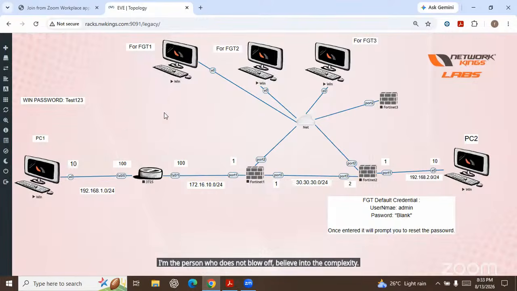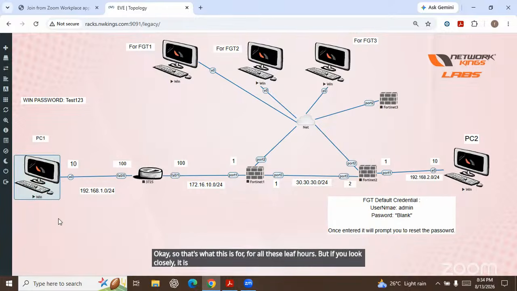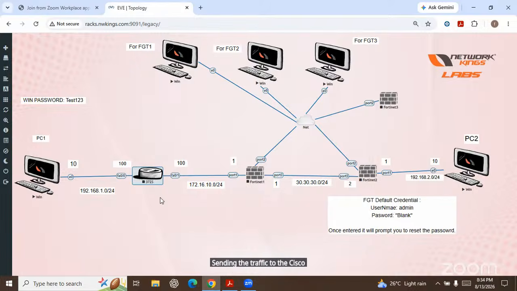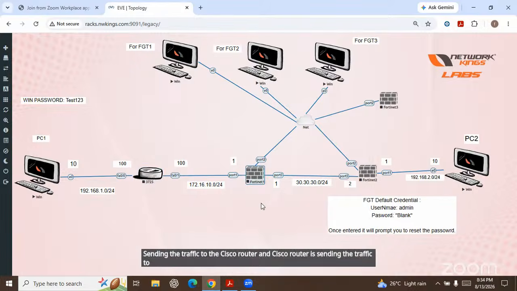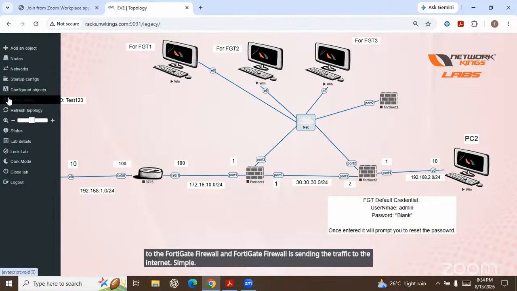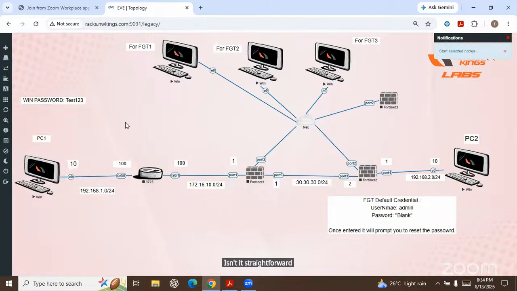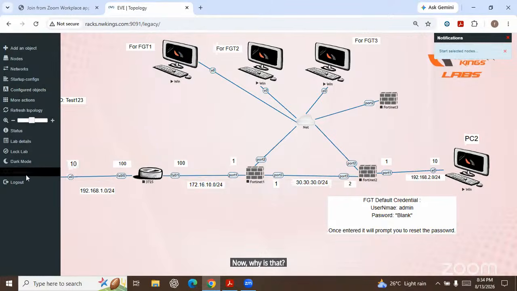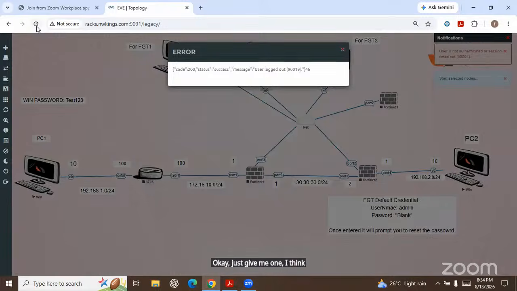Okay, so ignore these three machines, because these three are there for licensing assistance to my firewalls. But if you look closely, the client is sending the traffic to the Cisco router, the Cisco router is sending the traffic to the FortiGate firewall, and the FortiGate firewall is sending the traffic to the internet. Simple, right? Isn't it straightforward? Simple labs. Now, why is that? Okay, just give me a moment. I think it is stuck.